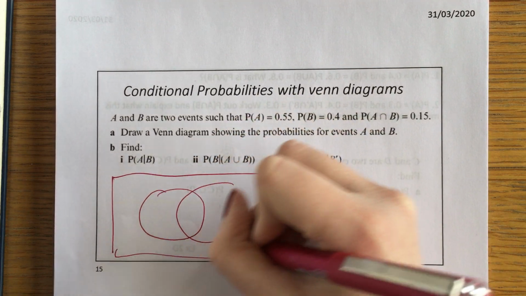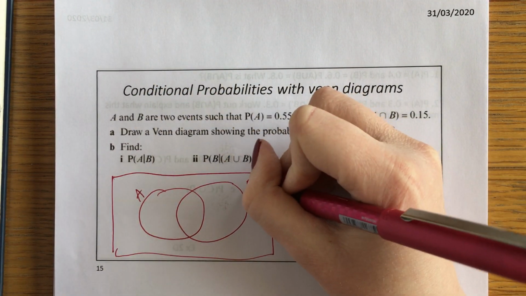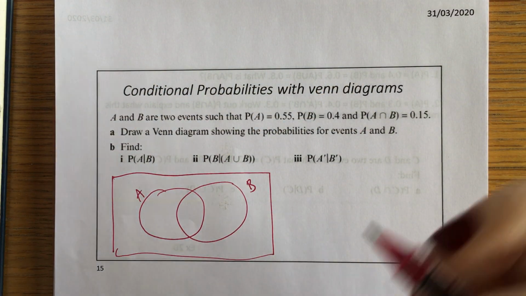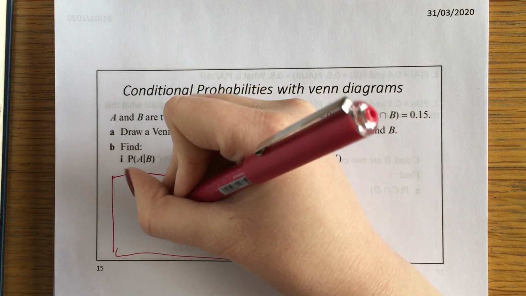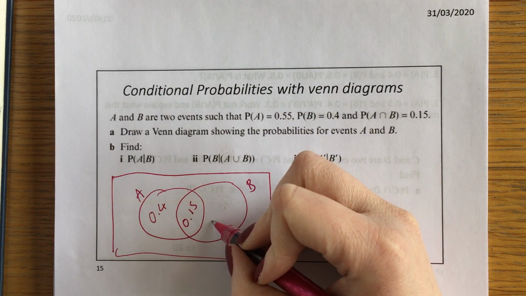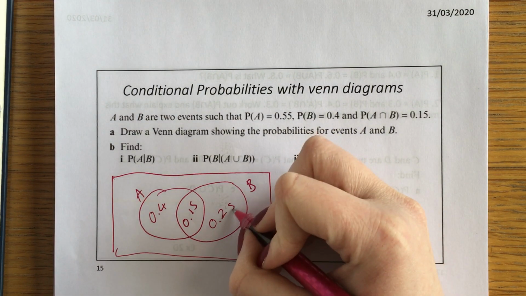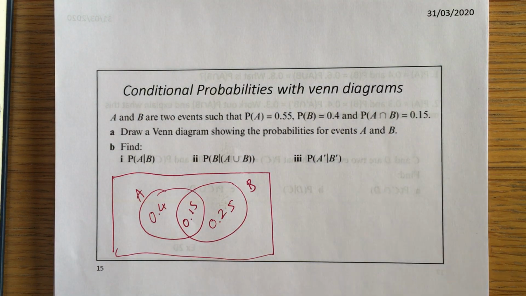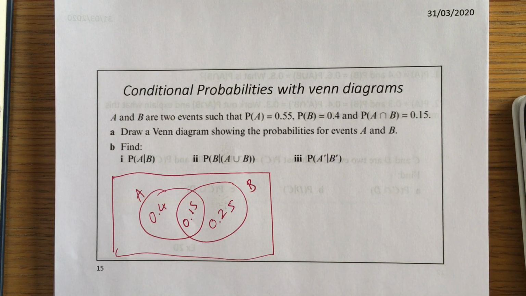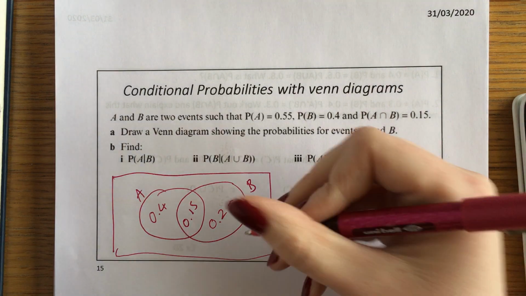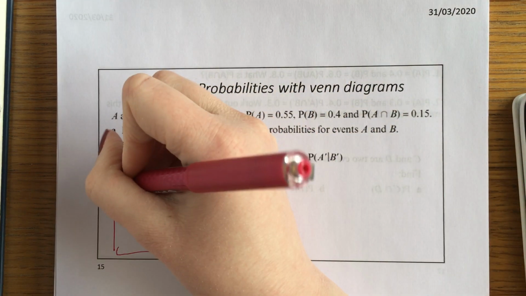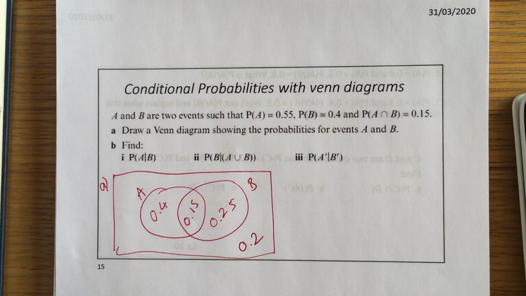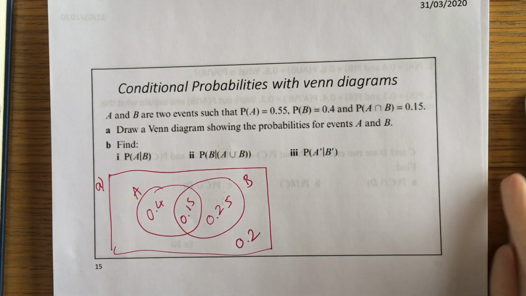So event A and event B, the overlap 0.15. So this part of A is 0.4 and this part of B is 0.25. So let's just check. So that adds up to 0.8. So outside is 0.2. So that's part A. Part B.